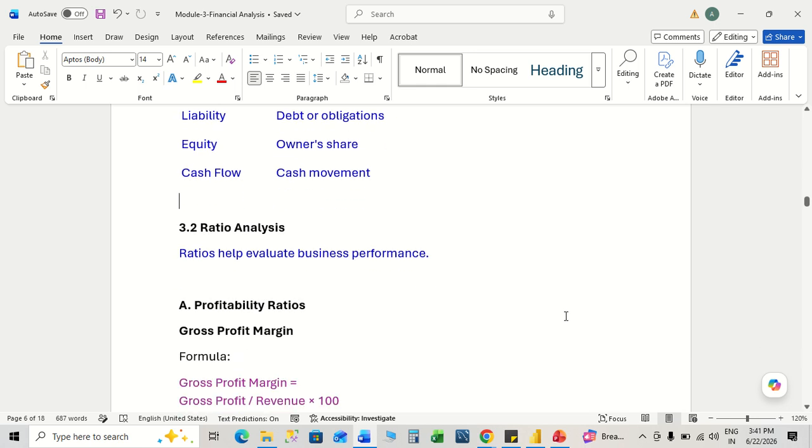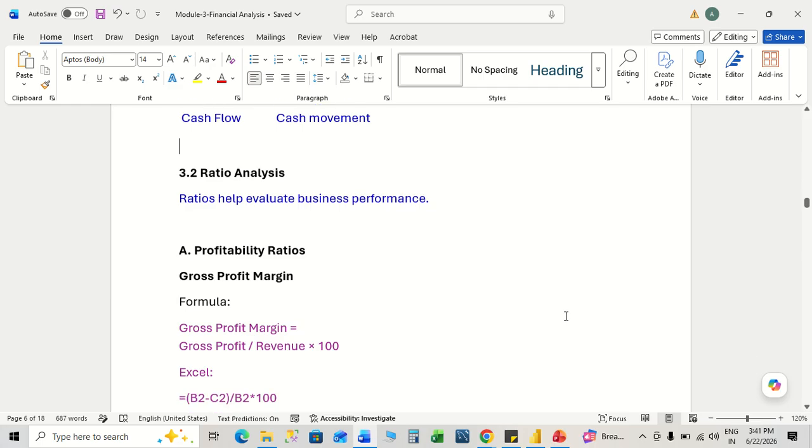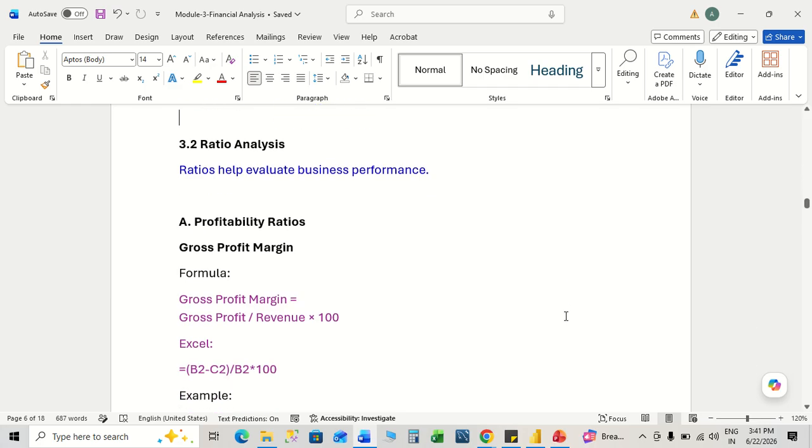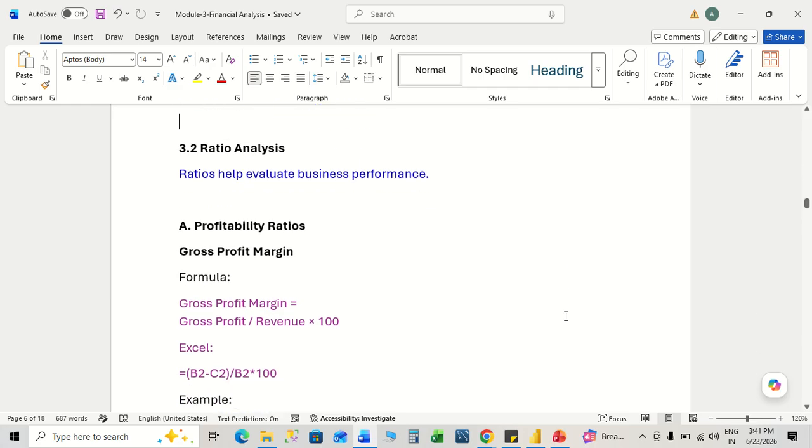Then ratio analysis. Ratios help evaluate business performance. Let's suppose we have a profit ratio, sales ratio, discount ratio. So we can analyze the data and understand the performance. Let's suppose in the first year we increase the sales, in the second year it goes a little bit down, then in the third year it's higher than the first year. So there is a ratio. By the help of ratios we evaluate the business performance.